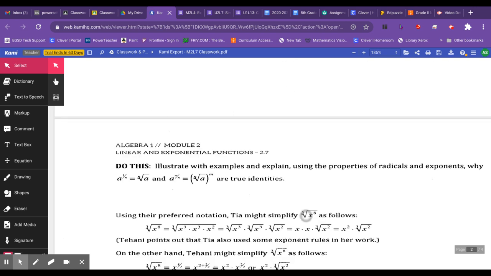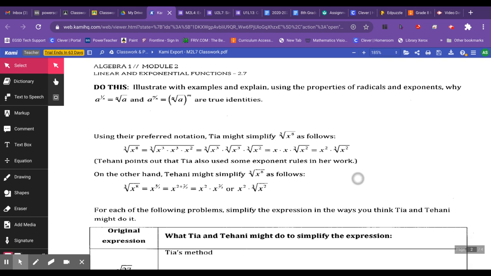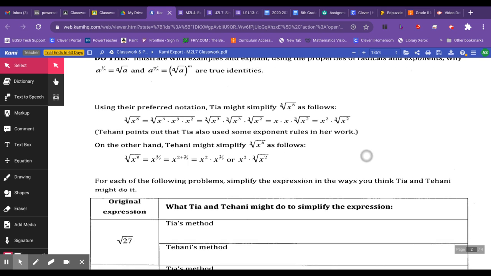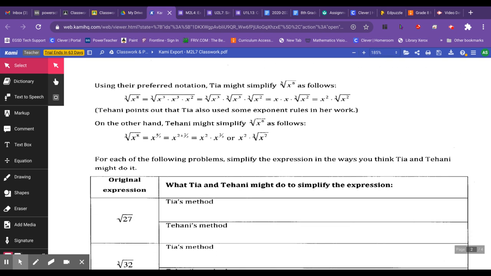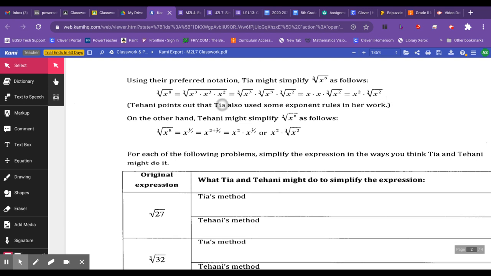So if we scroll down, now we're going to practice this. We've got 4 problems that we are going to try both ways. Basically, what this lesson is trying to have you do is practice both methods and see if there's one you like better than another. So Tia keeps it in radical form and splits up the numbers underneath it to get them to cancel out.